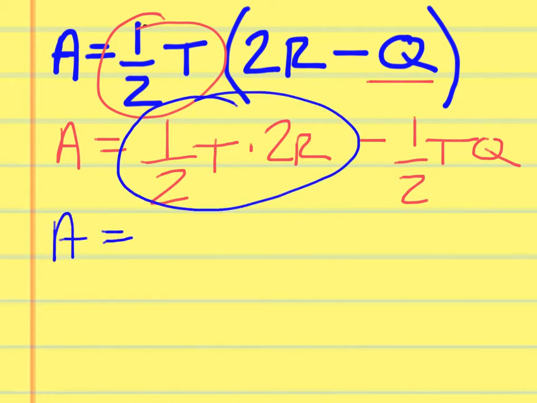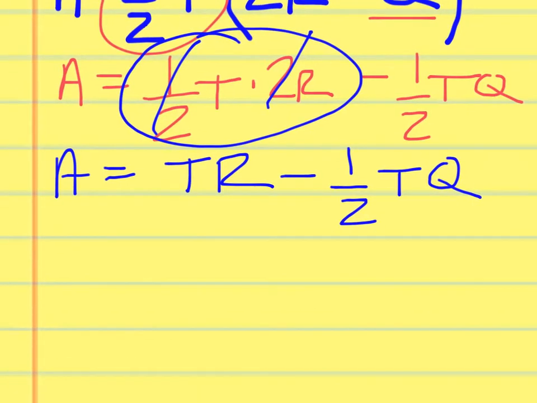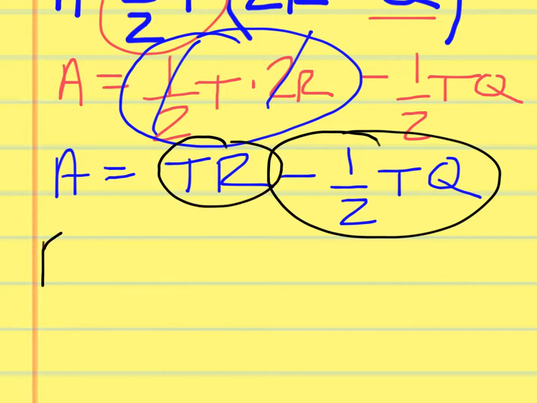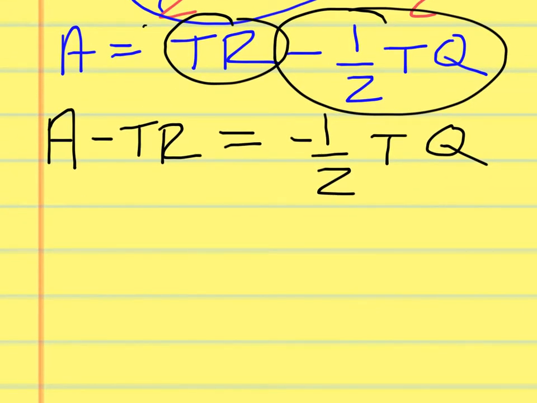Simplify this. What's 1/2 times 2? 1. So it just cancels out. And you're left with tr. And over here you have 1/2 tq. We need the q by itself. But before we can do anything with this term, we have to get this one away from it. So a minus tr equals a negative 1/2 tq. Now we can divide. Divide both sides by what? Negative 1/2 t.